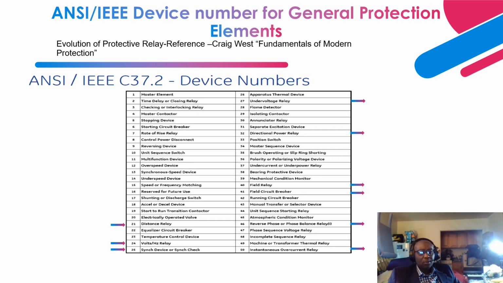Next, we'll also talk about ANSI device numbers. So this basically shows you all the applicable relay elements that form the generator protection, right? Okay, so I made mention of distance relay, ANSI device 21, volts per hertz, ANSI device 24, and sync check, ANSI device 25. We utilize that sync check.